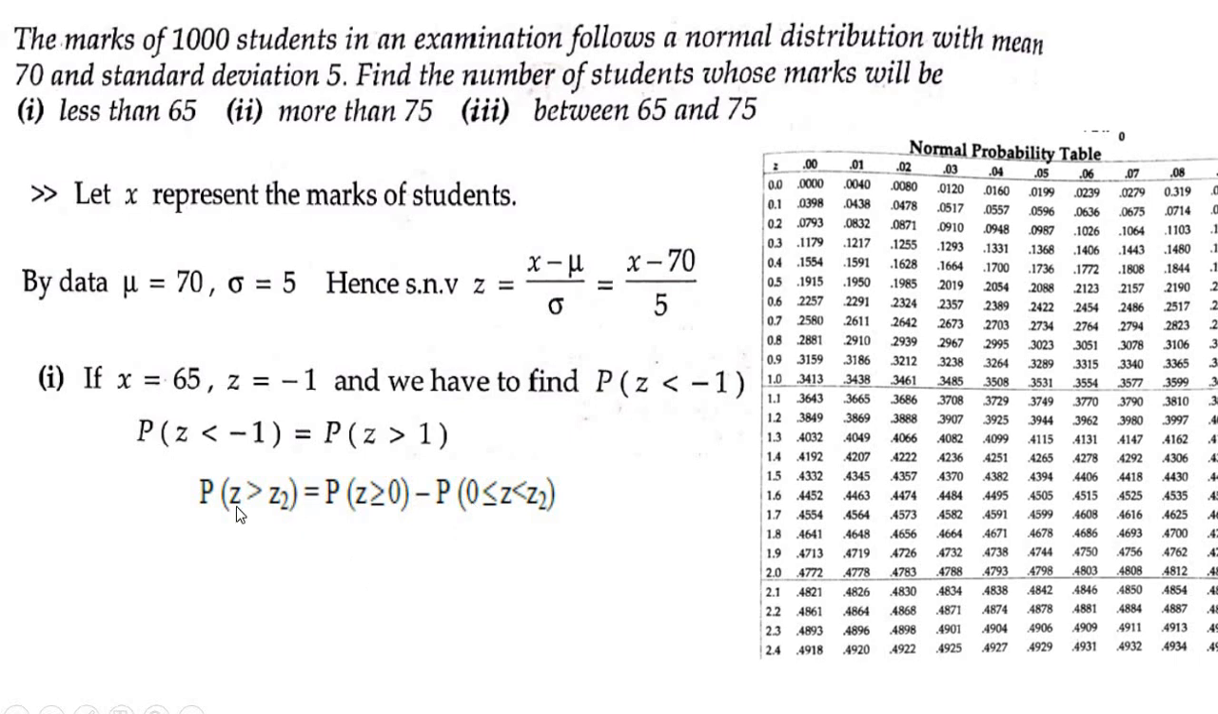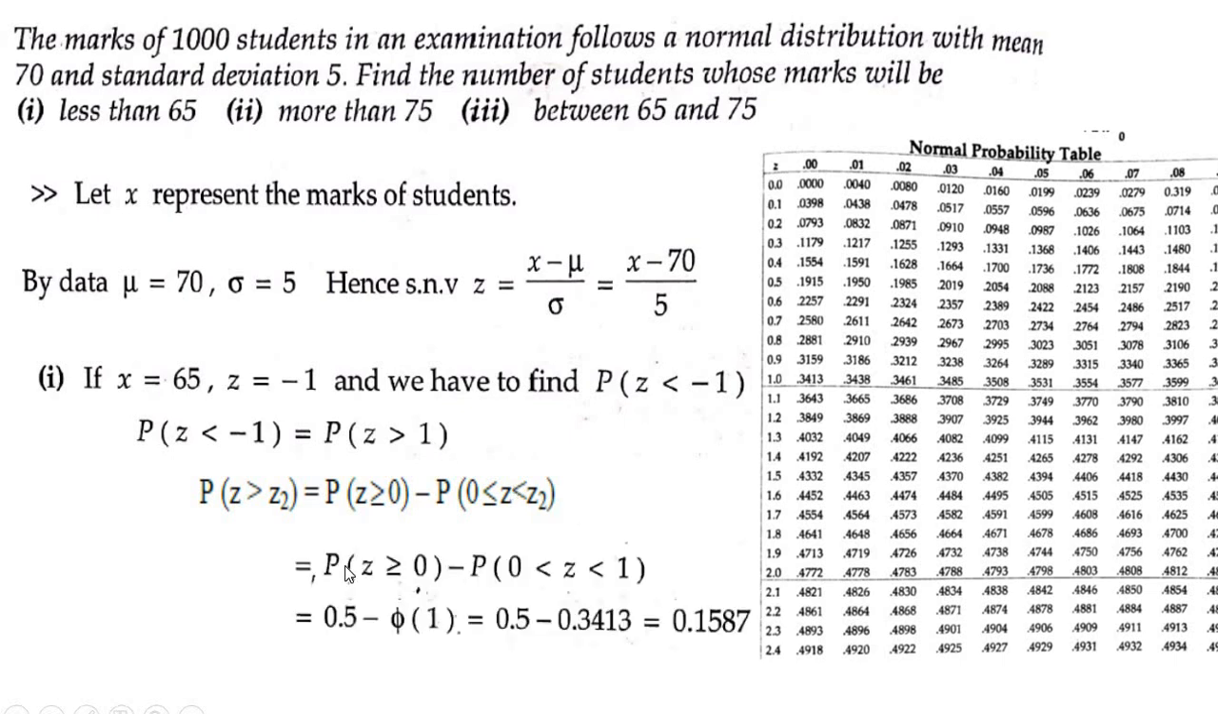Again apply the property for z greater than z2. In the place of z2 you have 1. So that is equal to P of z greater than or equal to 0 minus P of z greater than or equal to 0 and less than or equal to 1. Compare this z greater than 1 with that result, and wherever you have z2, just replace it with 1. So P of z greater than 1 will be P of z greater than or equal to 0, which is 0.5, minus P of z greater than 0 and less than 1.